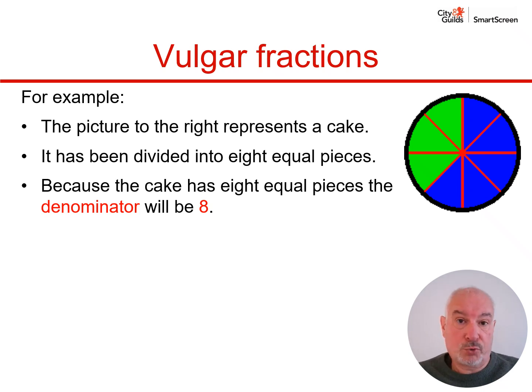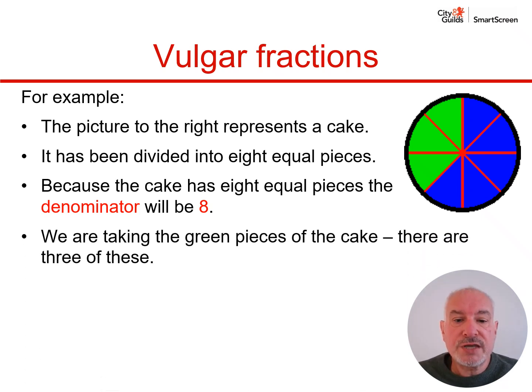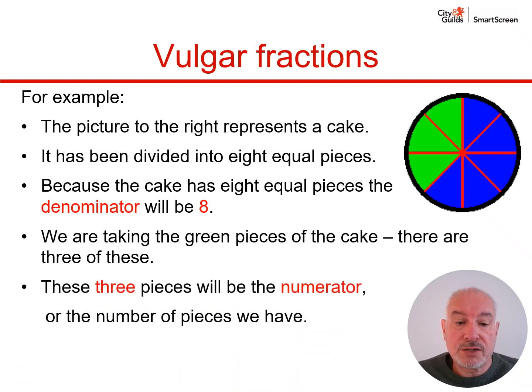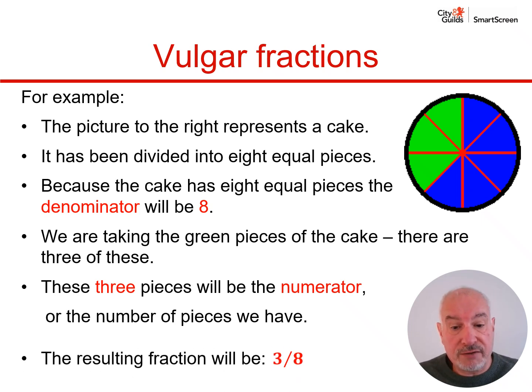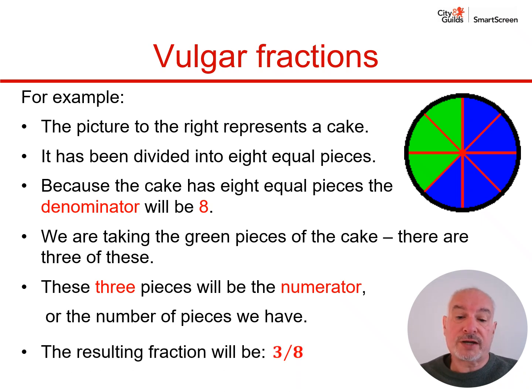The number at the bottom would be 8. And we're taking the green pieces of cake. So there are 3 of these green pieces. So the 3 pieces would be the numerator, the number of pieces that we have. Therefore, the resulting fraction would be 3 over 8.